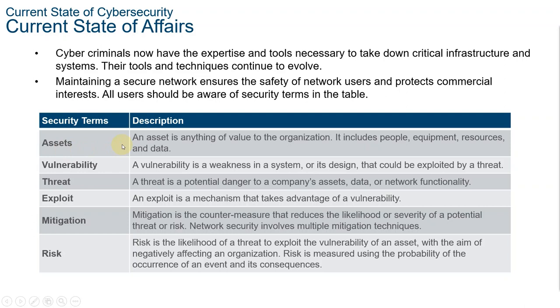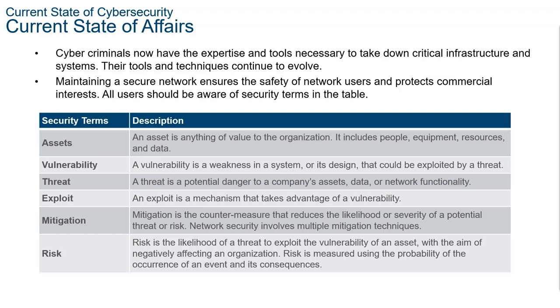You've got assets, vulnerability, threat, exploit, mitigation, and risk. Assets must be identified and protected. An asset is anything of value to the organization, and it includes people, equipment, resources, and data. Next is vulnerability. Vulnerabilities must be addressed before they become a threat and are exploited. A vulnerability is a weakness in a system or its design that could be exploited by a threat.